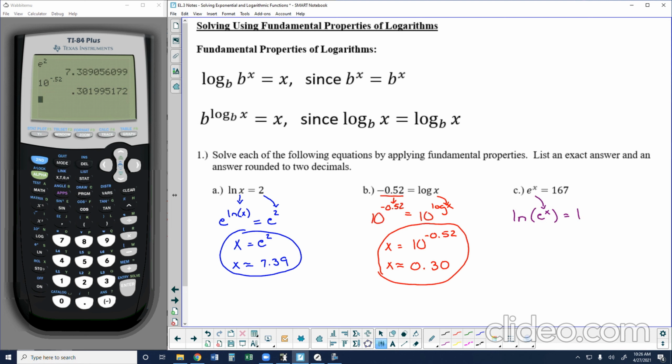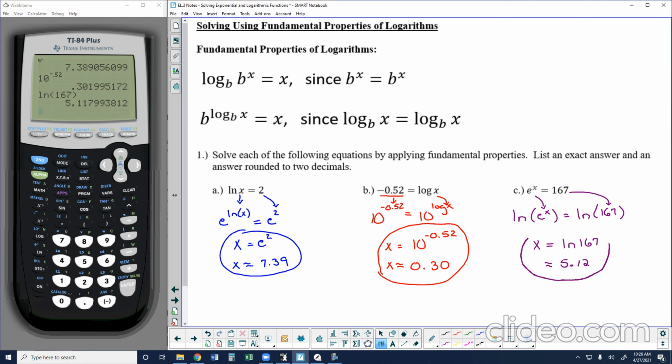If I do that operation to one side of an equation, I need to do the exact same thing to the other side of the equation. So I would have the natural log of 167. On the left side, the natural log and an exponential function with base e are inverse operations, leaving us with just x. So x would equal the natural log of 167, which again, we can put into the calculator and get an estimated value of approximately 5.12.